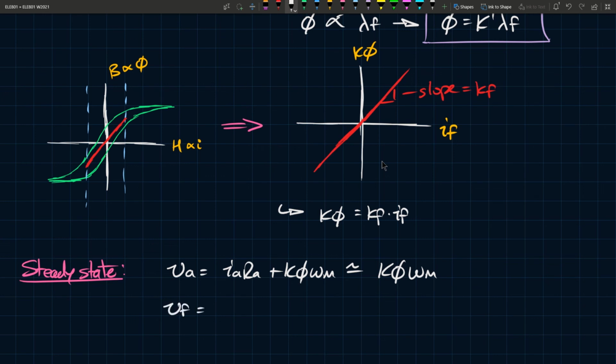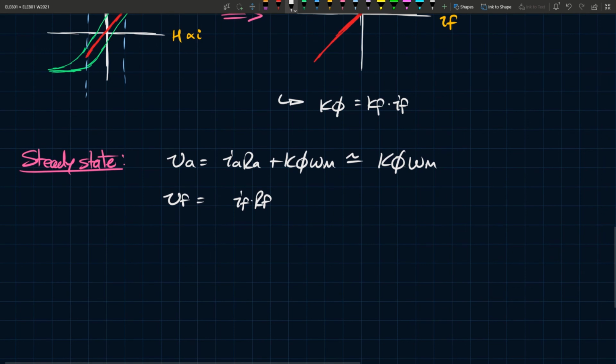Now Vf in steady state is equal to If times Rf. And again, you'll notice the lambda term is no longer here because it's steady state. So the Faraday's law term has been dropped because in steady state that term is 0. And then the torque is going to be K phi Ia. These three expressions are basically what we'll be using for modeling, and for controlling, the DC machine to operate under the different types of characteristics that we would like to see our machine operate with.